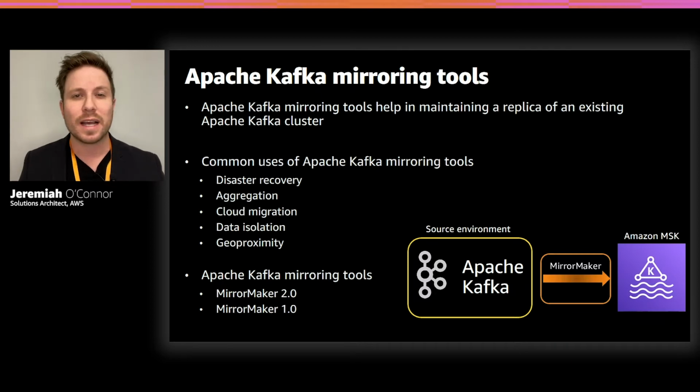So Apache Kafka has some mirroring tools that we're going to talk about. We're going to talk a little bit about MirrorMaker 2 and some of the differences that make it different from MirrorMaker 1.